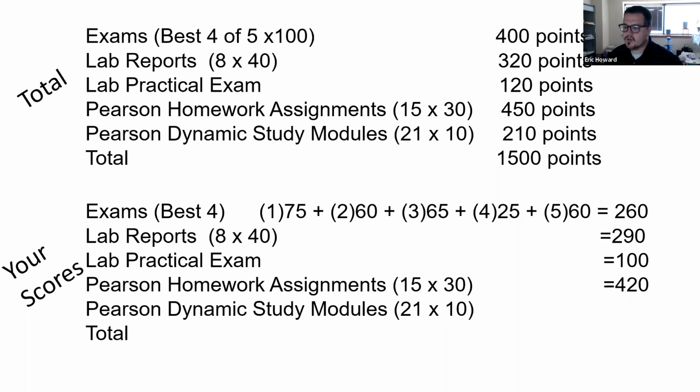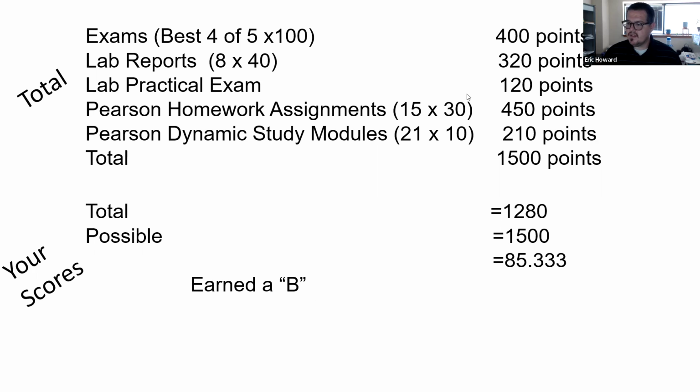Then for the dynamic study modules, which if you haven't noticed, you can do these as many times. All you got to do is complete them. So let's just say you did that for all of them and you got the full 210 points. Okay, not too bad. Let's go ahead and see. We tally all these points up and we get 1,280 points. So that's a big number, but remember, we're talking about out of 1,500 points total for the course. So if we were to take that, divide by 1,500, we get an 85.3. So that means you might have earned a B if this is your situation.